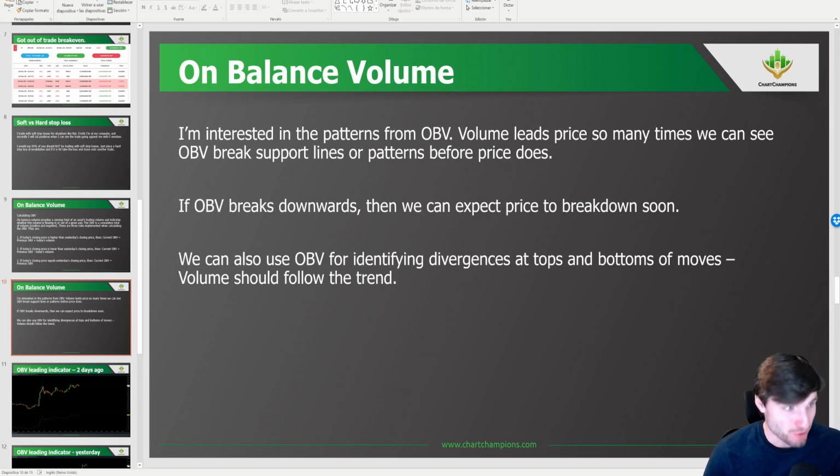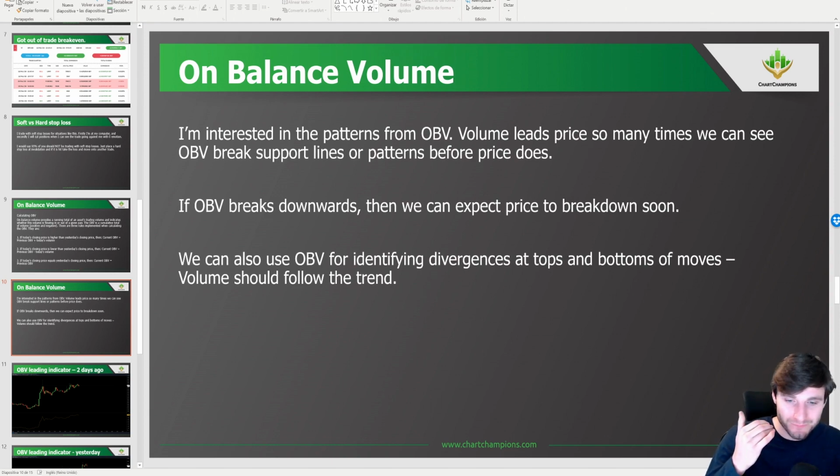So, on balance volume. There's a few reasons why I'm interested in on balance volume. There's a few different ways that you can use this. There's not one set in stone way. I'm interested in the patterns from OBV. Volume leads price so many times, so we can see OBV break support lines or resistance lines before price does. Let me expand upon this.